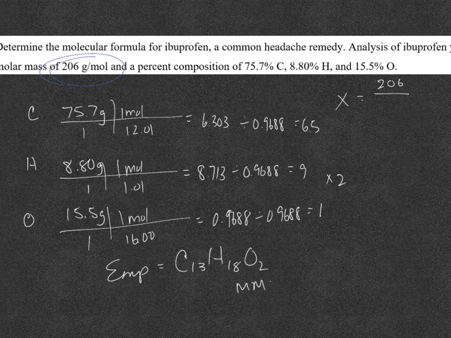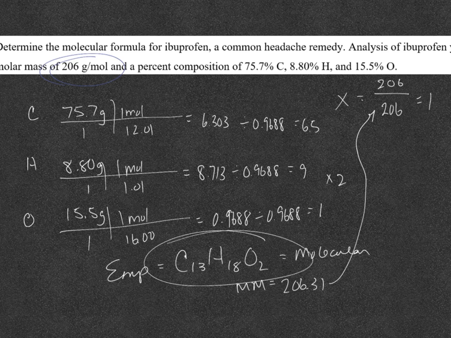Now I need to get the molar mass of this, and the molar mass of this is 206.31. I have to take that molar mass and put it over here, because this is going to tell me how many empiricals there are in my molecular. Now, this one, I also only have one empirical in my molecular. But if I got 2 or if I got 3, I would need to multiply that times every subscript here. So if I got a factor of 2, I would have to multiply the 13, the 18, and the 2 by 2 to get the molecular. But I only have 1, so therefore this is also my molecular, and that is my answer.